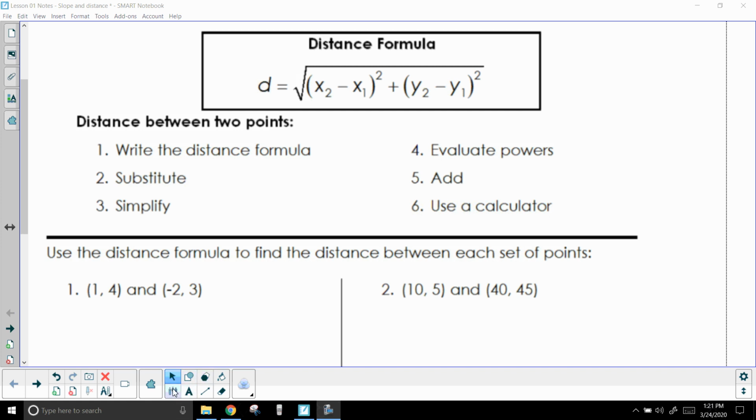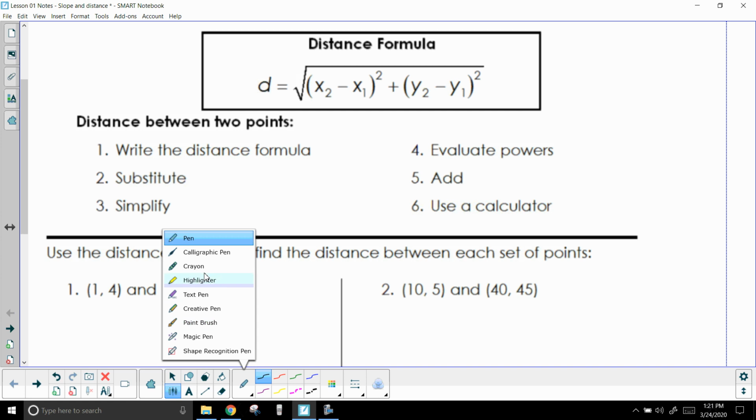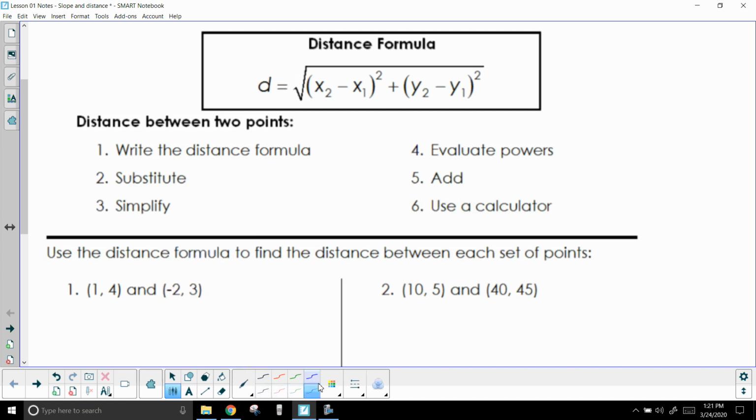Hey guys, let's see how this one turns out. This is going to be a short one. We're just talking about the distance formula. Distance formula, okay? So, here is the distance formula.